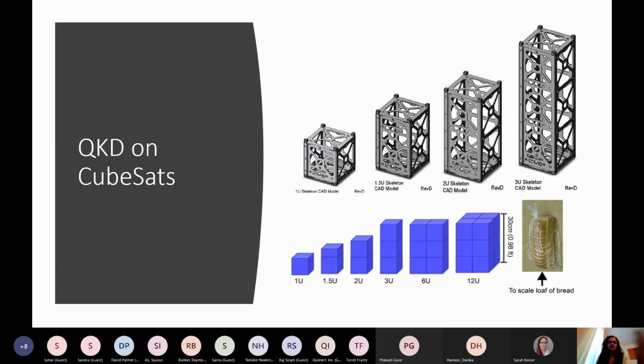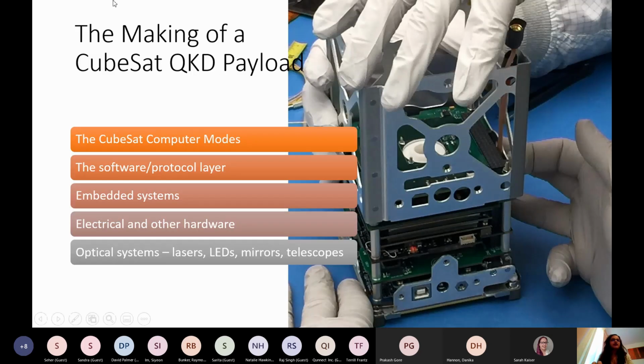Yeah, and this is exactly how the satellite boxes look, the CubeSats. These are 3U CAD models of the skeleton. Now, what does actually go into the making of a CubeSat QKD payload? So on the right, you can see a picture of the exoskeleton of the CubeSat, and it has various layers in it.